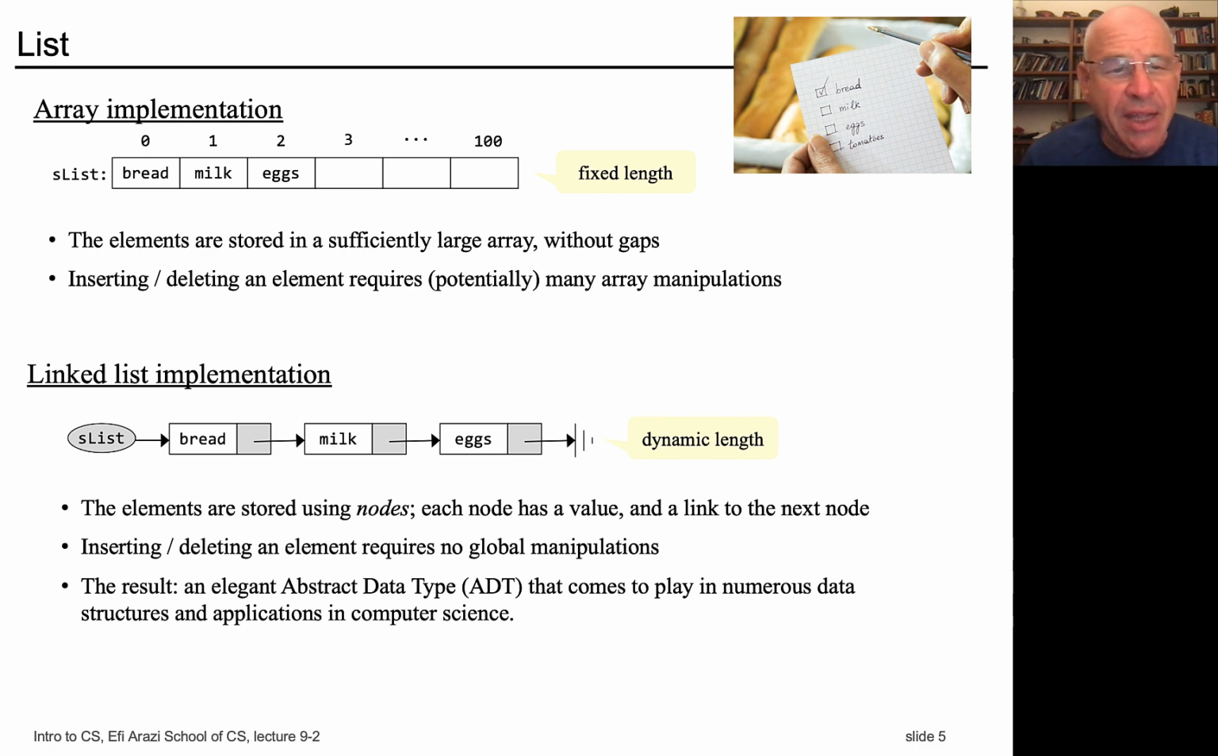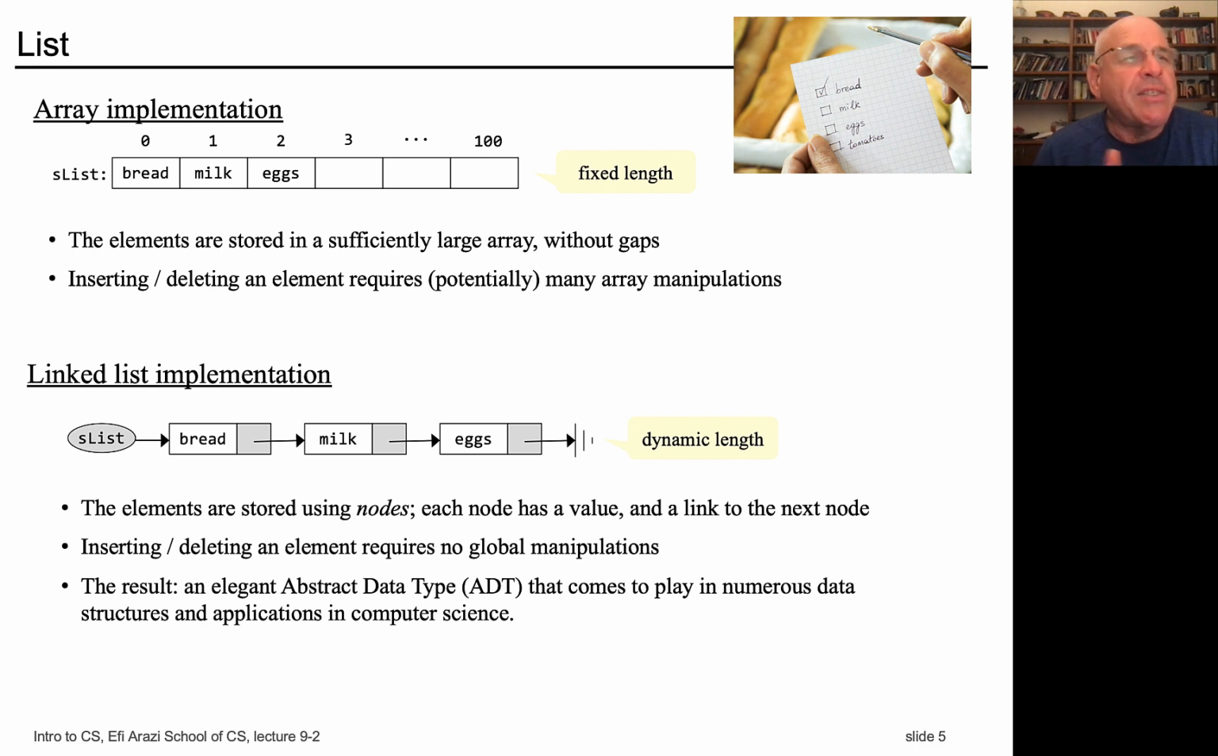The result of this setting is that we have an elegant, what is known in computer science, abstract data type, ADT, that comes to play in numerous applications in computer science. And that's why it's so important to talk about lists. And why is this abstract? Because there are many details going on behind the scene, as you will see throughout this lecture. So a list is a dynamic data structure that can grow and shrink as you want.